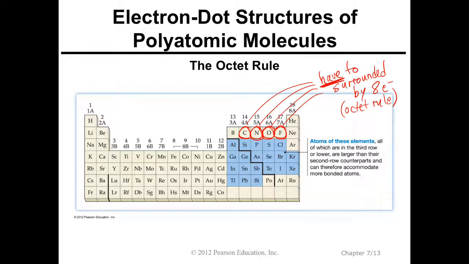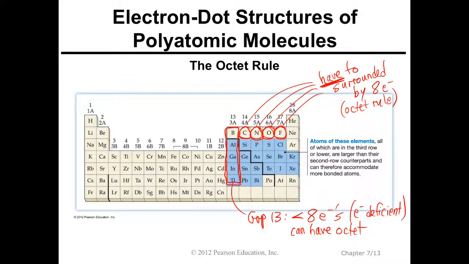Now looking at those that I didn't circle, this group here, the group 13s will most often have less than 8 electrons. So we sometimes call that the electron deficient group. In their Lewis structures, we'll see that they're totally happy most of the time with only 6 electrons around them. They can have an octet, but oftentimes they'll have less than 8.